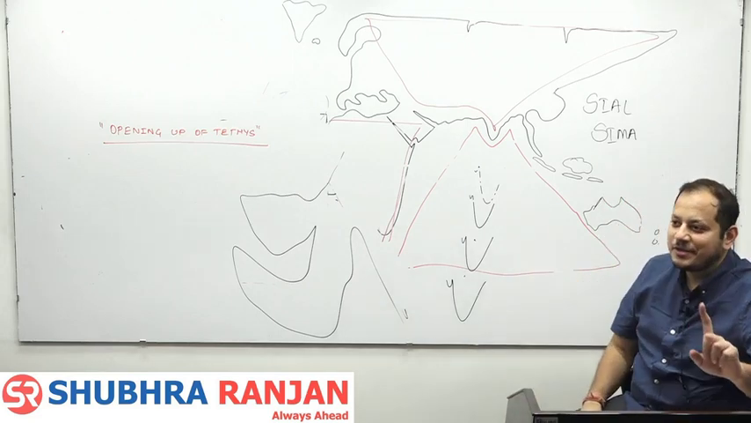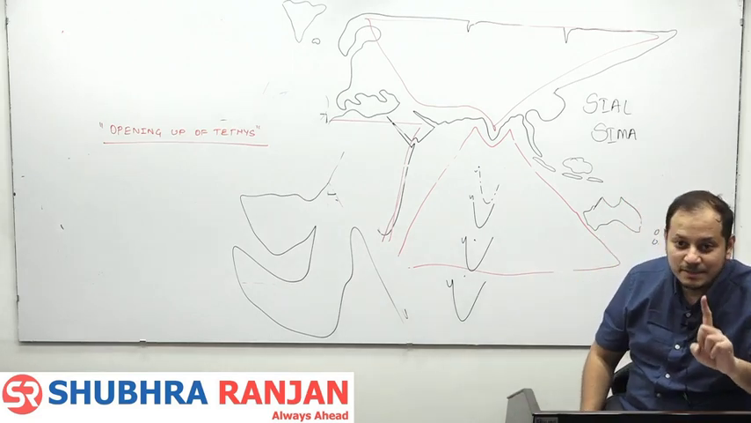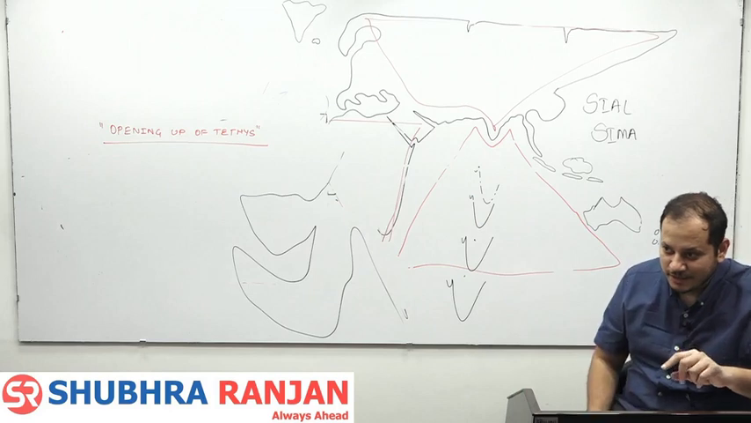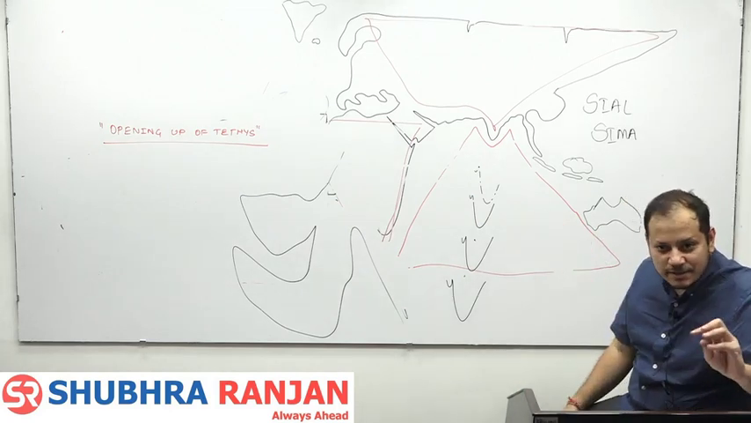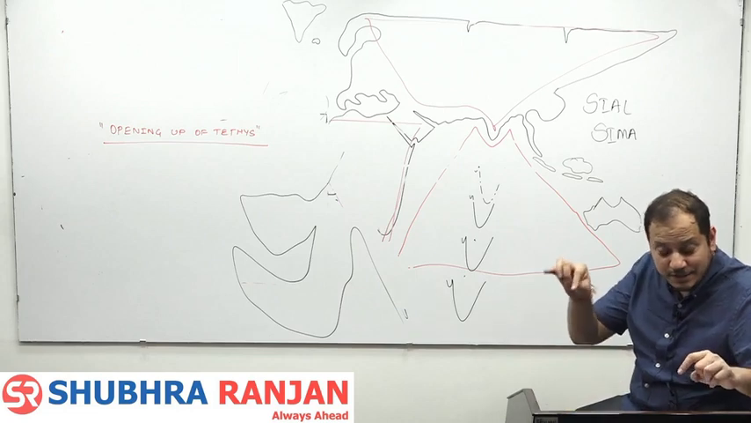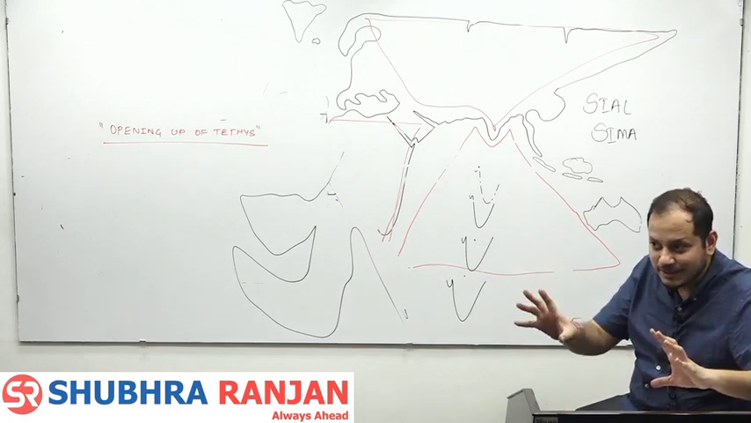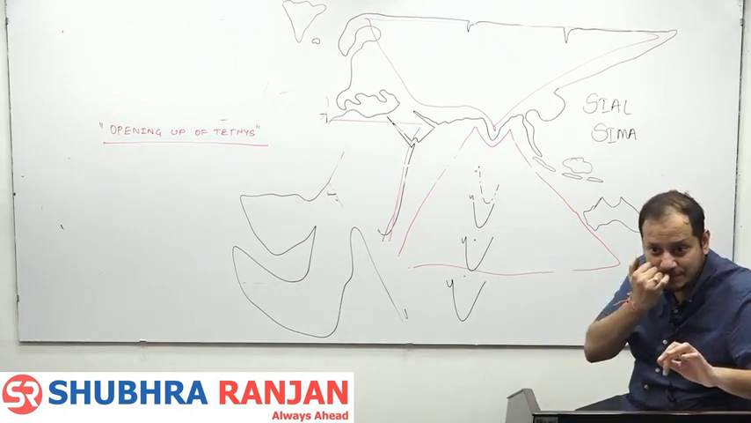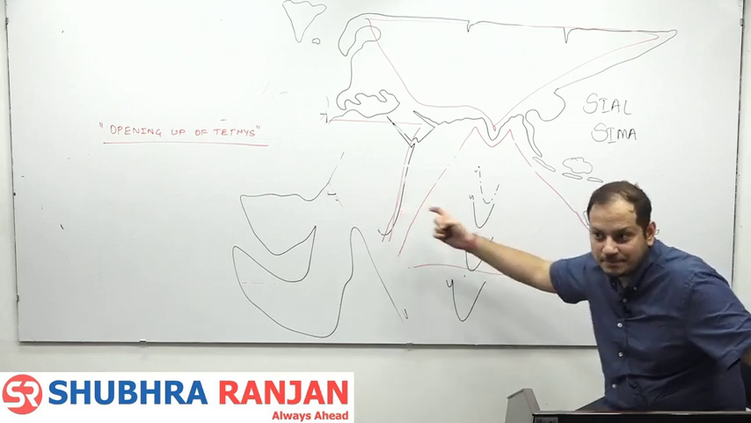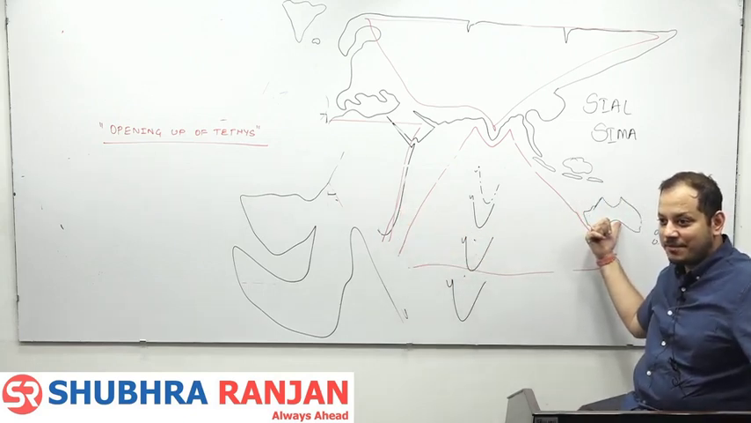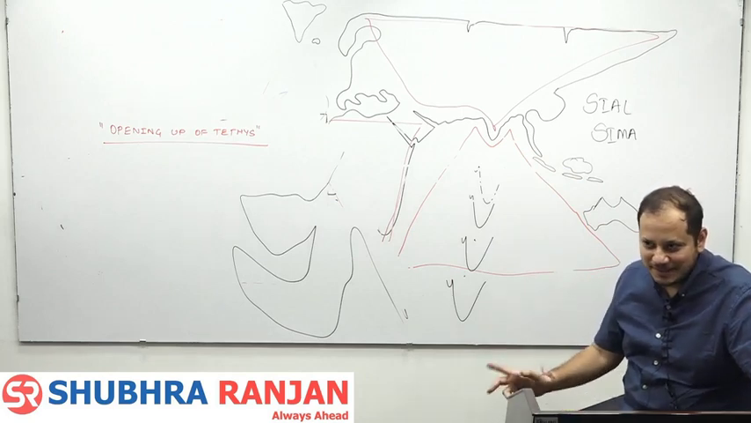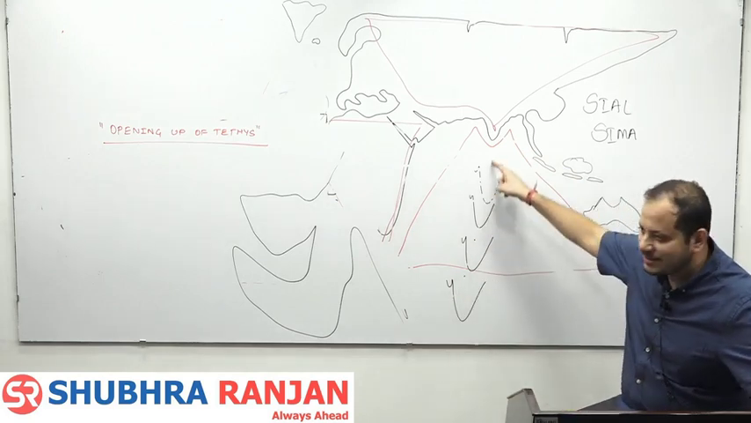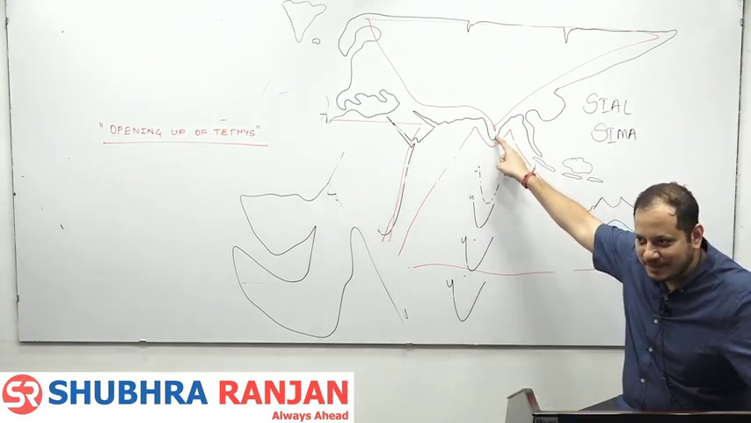What is the rate of movement of Africa? 3 centimeters per year, moving towards the north. What is the rate of movement of Australia? Somewhere between, and this is from scientific studies, I am telling you, I am not telling you any data that Wegener gave, this is what has been proved now. 3 centimeters per year, 7 centimeters per year, 18 centimeters per year. Fine, that is why India could cover so much distance.